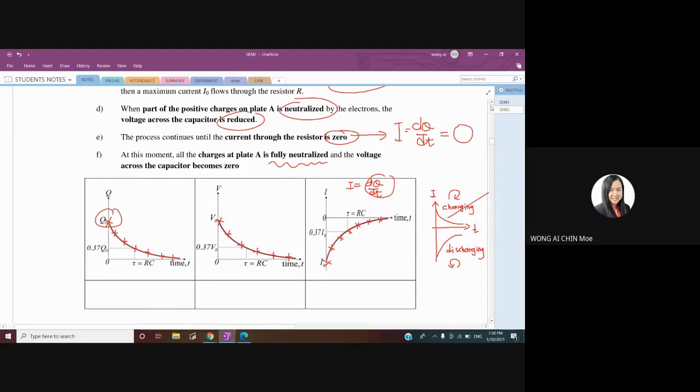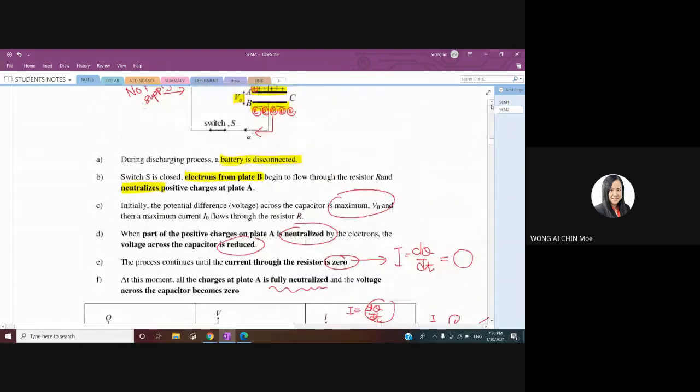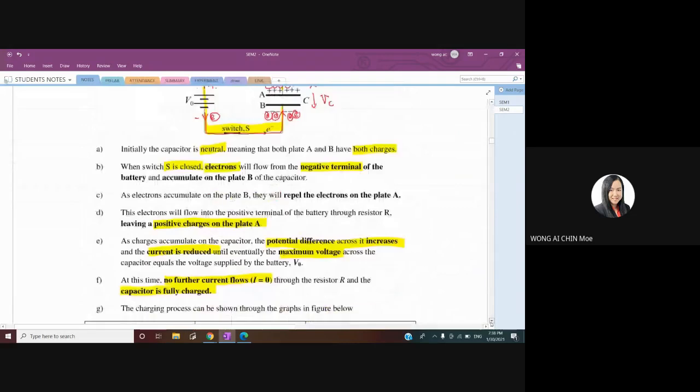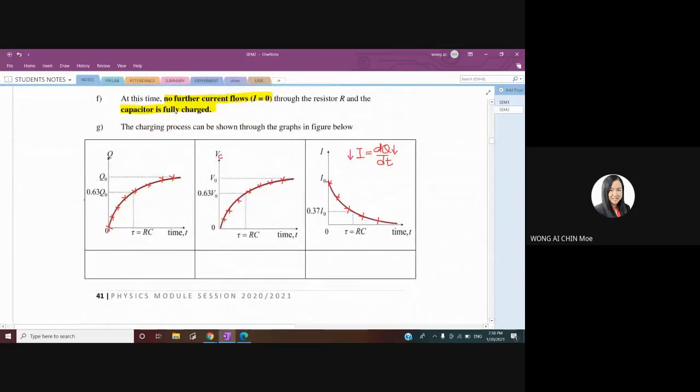Now we go to the equations. For the charging process, we can write the equation for Q as Q equals Q naught times 1 minus exponential negative t over RC. Similarly, for V, referring to V capacitor, V equals V naught times 1 minus exponential negative t over RC. For current, I equals I naught exponential negative t over RC.